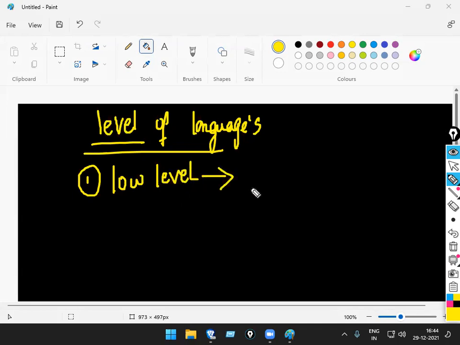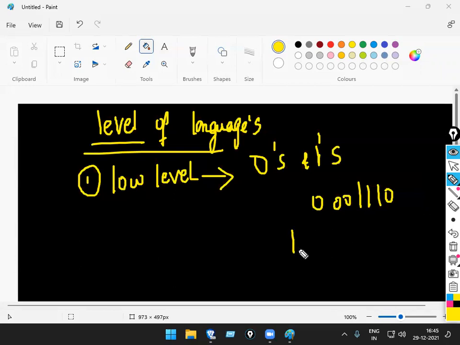What is the meaning of low level? A programming language written in the form of zeros and ones. If I write something like 0, 0, 0 or 1, 1, 1, are you able to understand this? Something I wrote that you're not able to understand is called low level, where humans are not able to understand. Low level programming language.